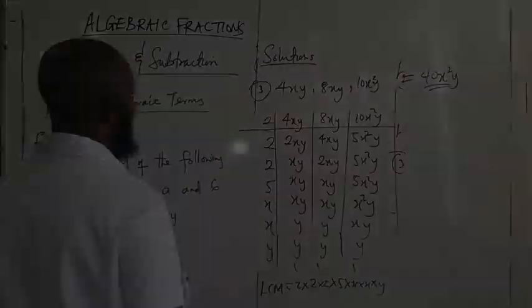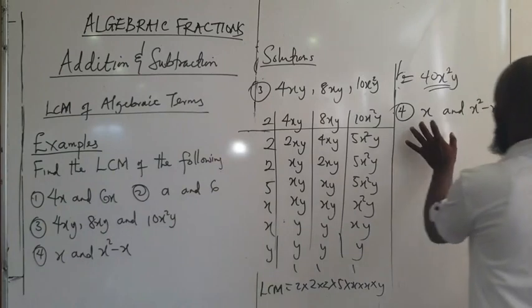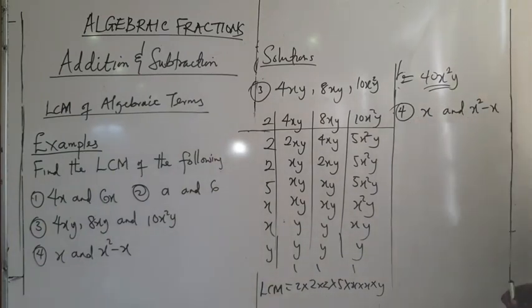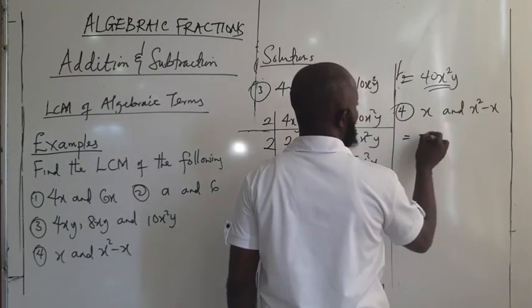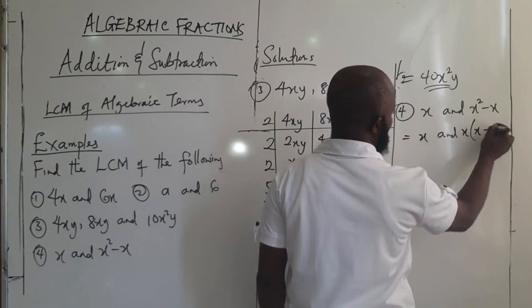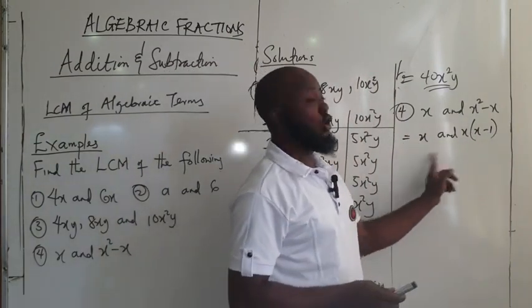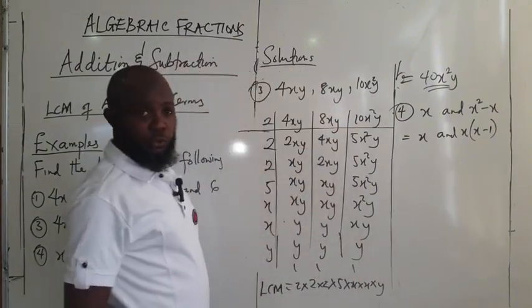Then number 4, question number 4. So what we have here, we are looking for the LCM of x and x squared minus x. Now the first thing we need to do is, if you look at this one, something is common to this. So we factorize this one, which means we can have it as x, and x can go in both, that will be x minus 1. So this will give us the clue that something is common to them, right? So we can still make use of this to do it.